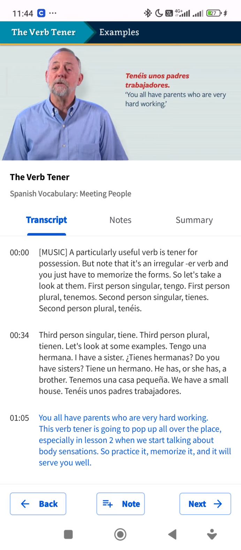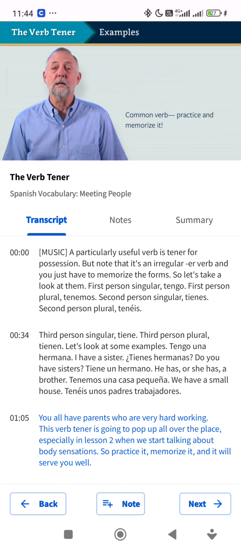This verb tener is going to pop up all over the place, especially in Lesson 2 when we start talking about body sensations. So practice it, memorize it, and it will serve you well.